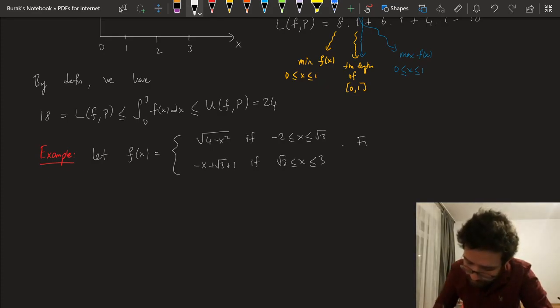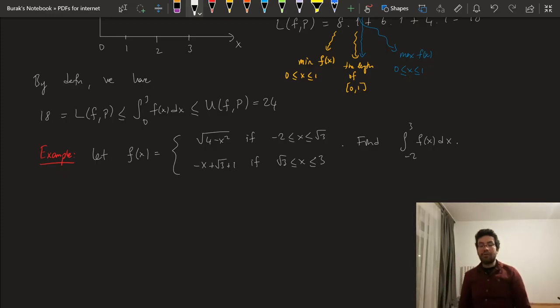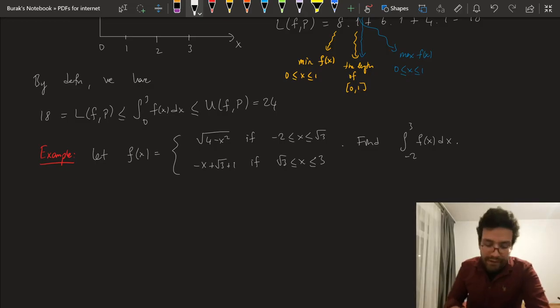So the question is, find the integral of this function from -2 to 3. Okay. First of all, in order to talk about the integral of this function over this interval, at the moment I haven't talked about piecewise continuous functions, so I should just check whether this function is continuous or not over this interval, and you can actually check that it is continuous. Okay. So how are we going to find this integral?